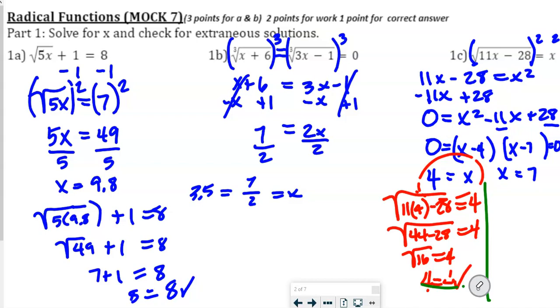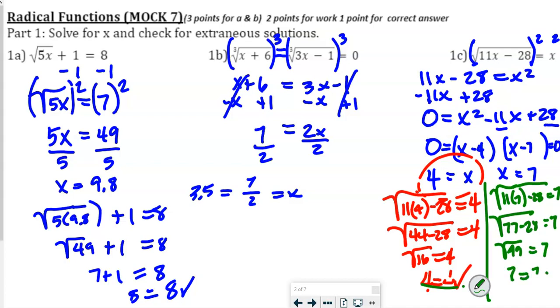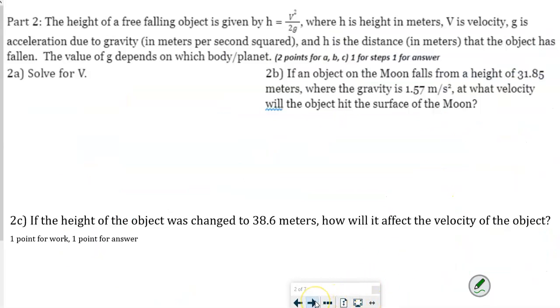Okay, so we're going to put the 7 in there now. So we're going to do the square root, again, of 11 times 7 minus 28. Does that equal our 7? So this is going to be 77 minus 28. Does that equal 7? 77 minus 28 is 49. Square root of 49 is, guess what? 7. So 7 is equal to 7. So that one also checks out. So we do have 2 answers that are actual answers for this, not extraneous, okay? If one of them didn't work, then we would have an extraneous solution.